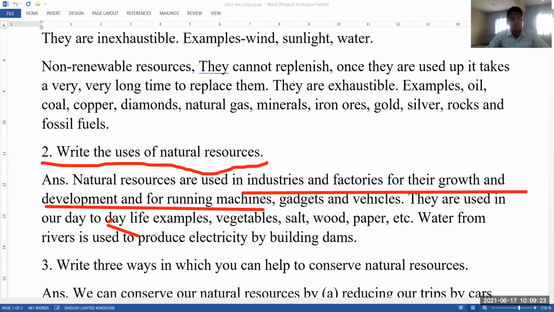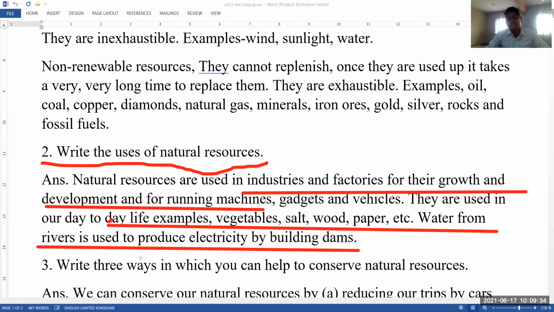I'm going to underline it. Vegetables, salt, wood, paper, etc. Water from rivers is used to produce electricity. If you have visited Narmada Dam, Sardar Sarovar Dam in South Gujarat in Narmada district, now the monsoon season will be there. So just watch the news on the television and you will hear news about the dam overflowing above 133 meters, 137 meters. So whenever the dam is overflowing, the generator is generating electricity from this flowing water.